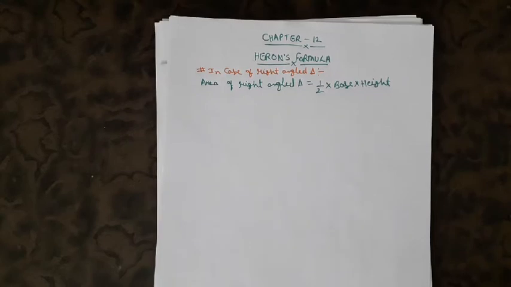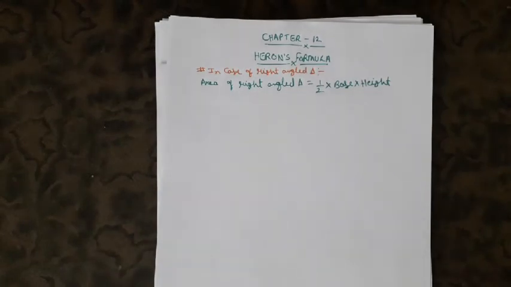In earlier classes, whenever you found the area of a triangle, you had studied only the area of a right angle triangle. There we used the formula: area of right angle triangle is equal to half into base into height. This formula you have studied from 6th class onward. But here we will find the area of a non-specific triangle. So how can we find the area of a non-specific triangle?